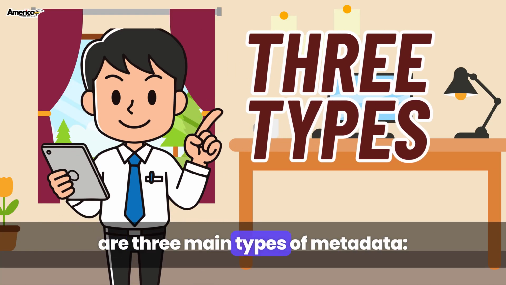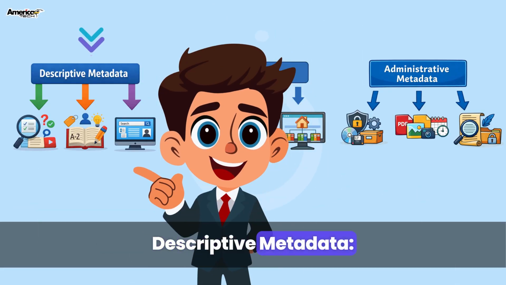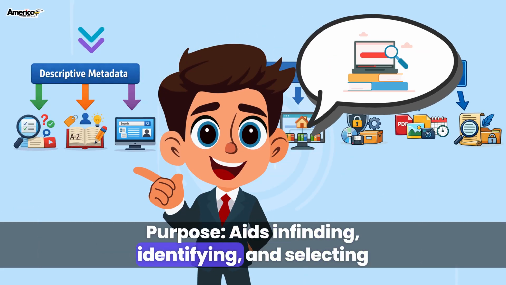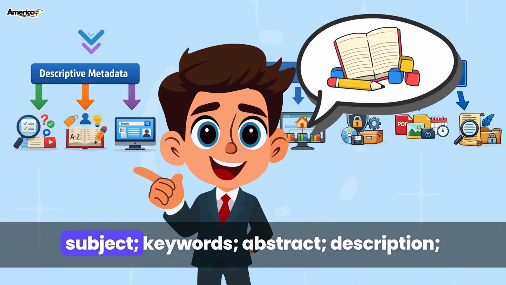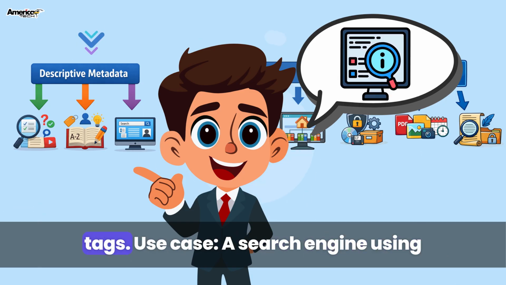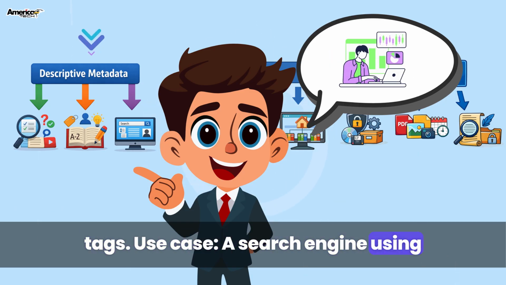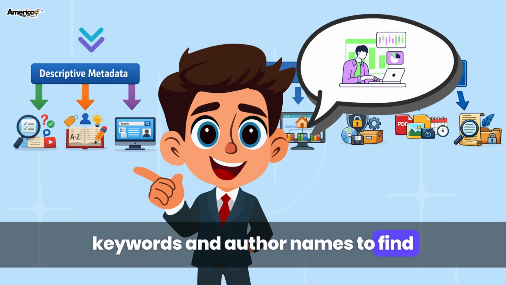There are 3 main types of metadata. Descriptive metadata. Purpose: aids in finding, identifying, and selecting resources. Examples: title, author, subject, keywords, abstract, description, tags. Use case: a search engine using keywords and author names to find documents.